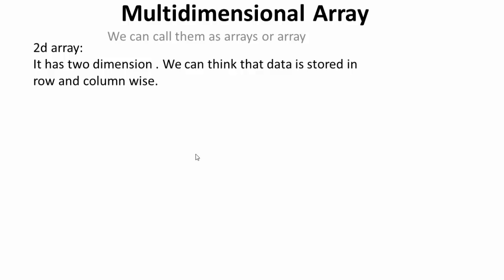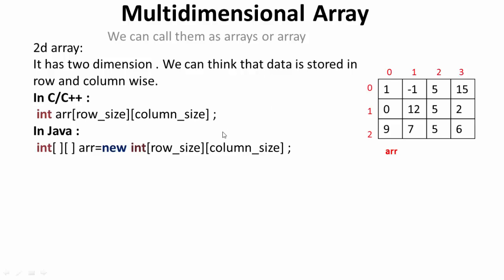Let's try to talk about multidimensional array. Till now we have seen single dimensional array because we were mentioning the size of only one dimension. Now the very basic example of multidimensional array is 2D array. We can actually call multidimensional array as an array of arrays. In the case of 2D array, it has two dimensions. We can think that data is stored row and column wise in a two-dimensional array.